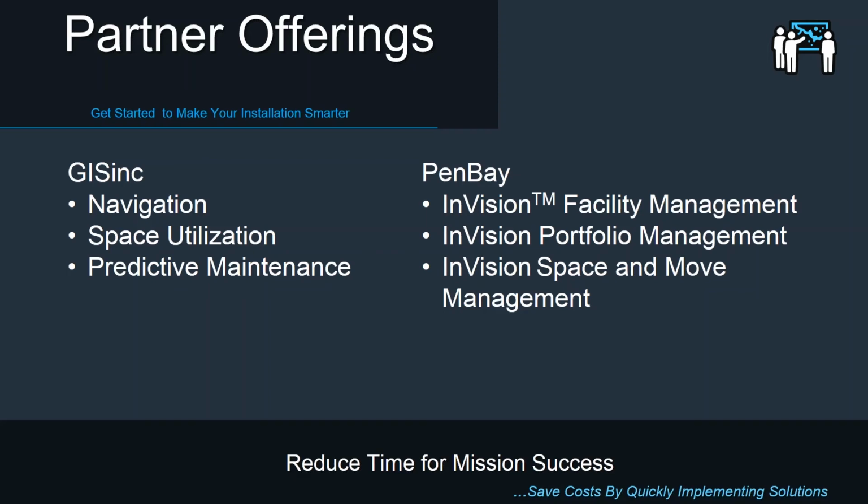Penn Bay offers Envision Facilities GIS software for facility management to create order out of complex facility data, making your information more intelligible and valuable. Portfolio planning and management capabilities enable you to aggregate and visualize data to give you a truly holistic perspective of your portfolio. And space and move management to focus on allocating and optimizing existing space utilization and managing moves, adds, and changes.